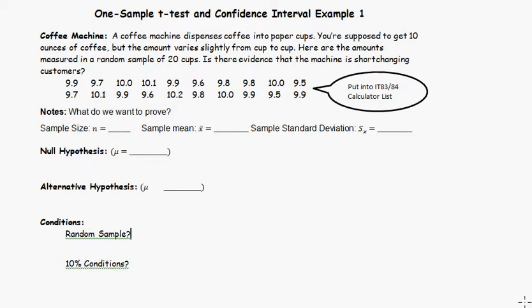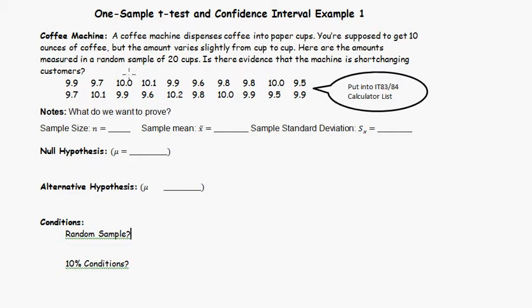This is an example of a one sample t-test and confidence interval. This will probably be the first example that I do in class. But if you miss class or you just want to go over it again, here's the video.